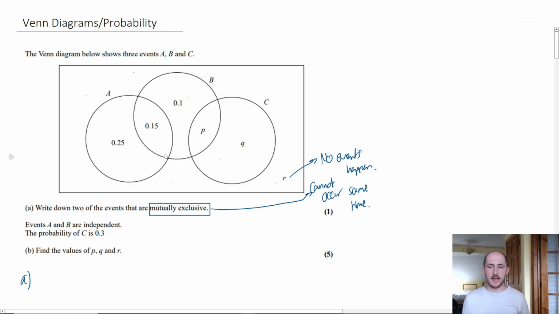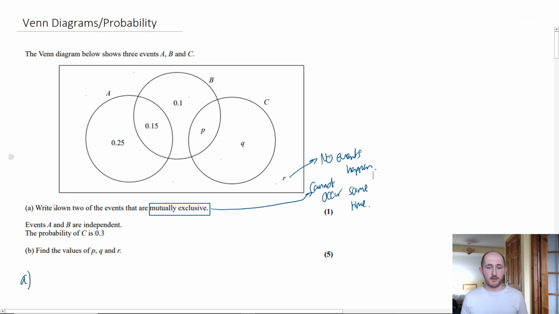If there is no overlap, so if, for example, the circle A and the circle C do not overlap at all in this particular Venn diagram, then they can't happen together. A and C are mutually exclusive. So for an example of that, again, let's go back to flipping a coin. A could be the probability you get a heads, and C could be a probability of getting tails. Now, of course, you can't get a heads and a tails at the same time. They are mutually exclusive. So that is an example of a mutually exclusive event.